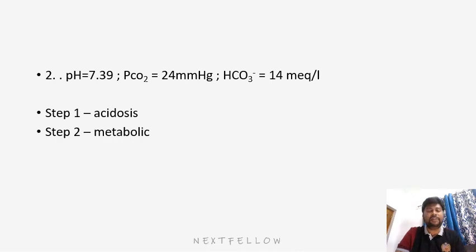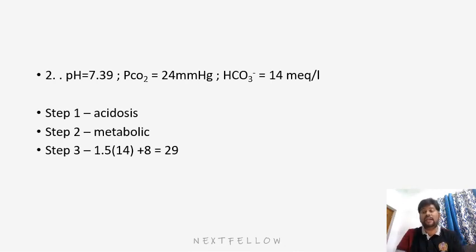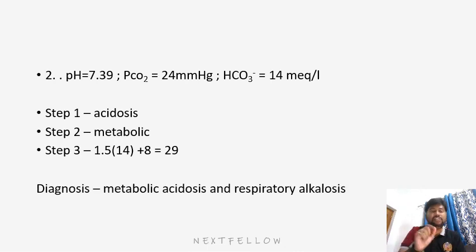After confirming the metabolic acidosis, you take the formula and substitute the bicarbonate value to find out the PCO2. Here if you substitute the bicarbonate level, the PCO2 level comes as 29 millimeter mercury. If the lungs have compensated, it can go down only to 29 millimeter mercury. But here it has further decreased to 24, which means this decrease in PCO2 is not due to compensation. That means there is an additional disorder. So this patient is suffering from both metabolic acidosis as well as respiratory alkalosis.